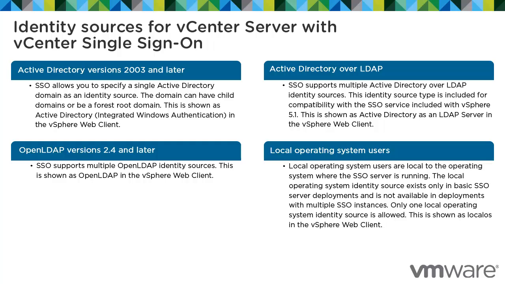Local operating system users. Local operating system users are local to the operating system where the single sign-on server is running. The local operating system identity source exists only in the basic single sign-on server deployments and is not available in deployments with multiple single sign-on server instances. Only one local operating system identity source is allowed. This is shown as local OS in the vSphere web client.